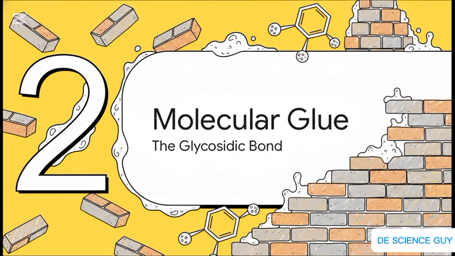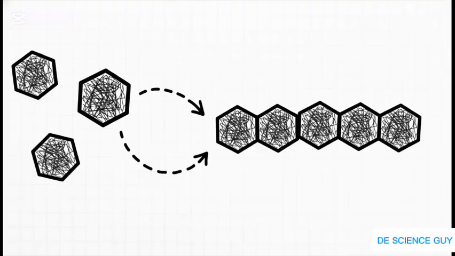Okay, so we've got our individual bricks. But you can't build a house with just a pile of bricks, right? You need some kind of mortar to hold them together. In biochemistry, our molecular glue is called the glycosidic bond. And the idea here is beautifully simple. One monosaccharide links to another, which links to another, and on, creating a chain. This process is how we scale up from one tiny glucose molecule to the massive, complex carbohydrates that store our energy and literally give our tissues their structure.